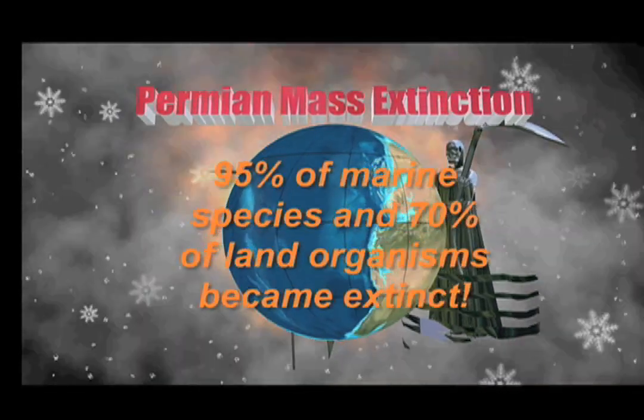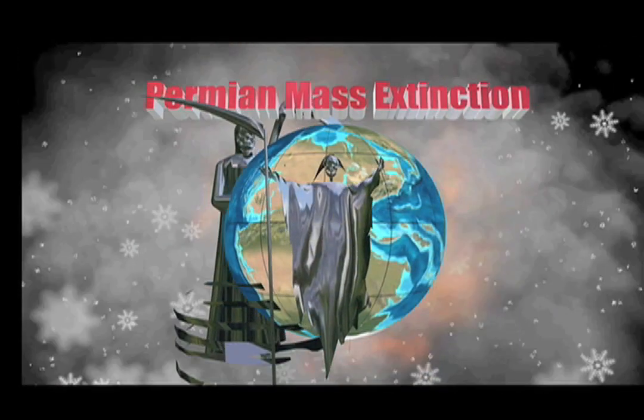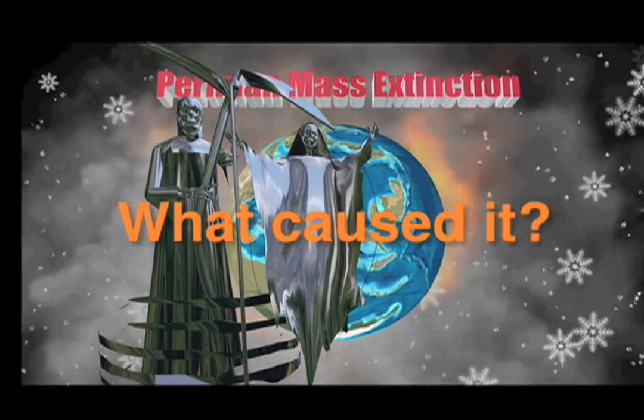Permian mass extinction. 95% of the marine species and 70% of the land organisms became extinct.